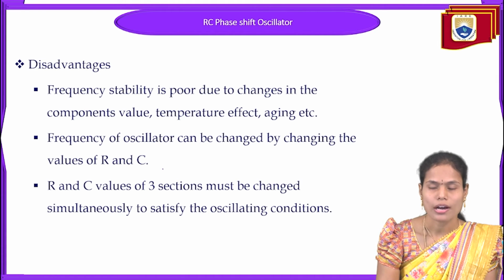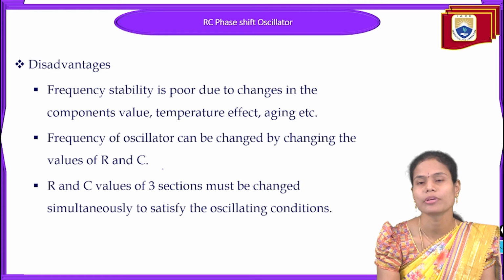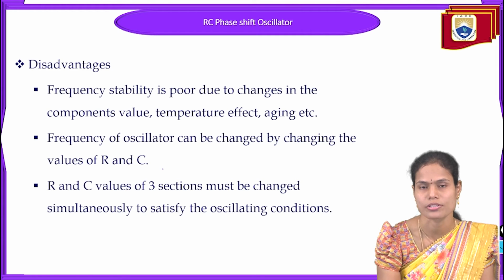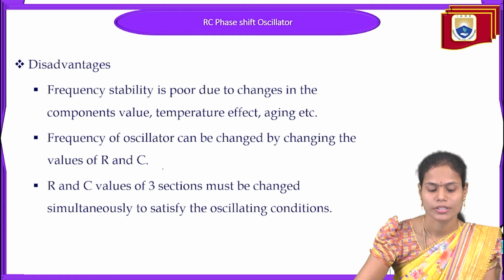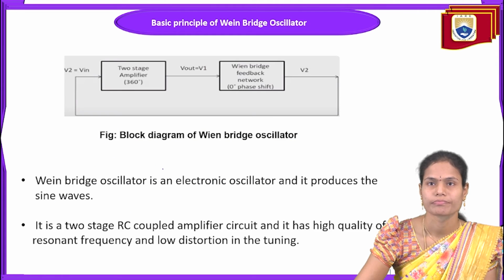Okay, so these R and C values of the 3 sections must be changed at a time in order to satisfy the oscillating conditions. Then only it can generate the sustained oscillations. That is the drawback in the case of the RC phase shift oscillator.